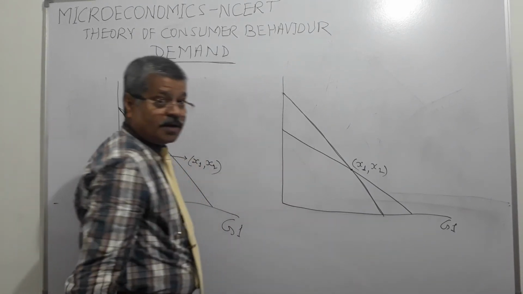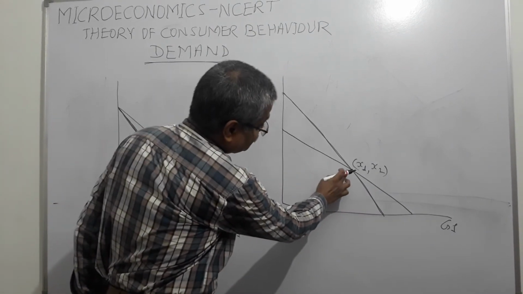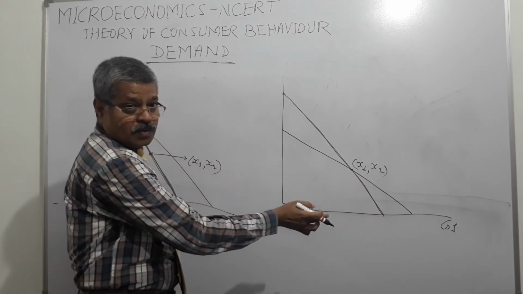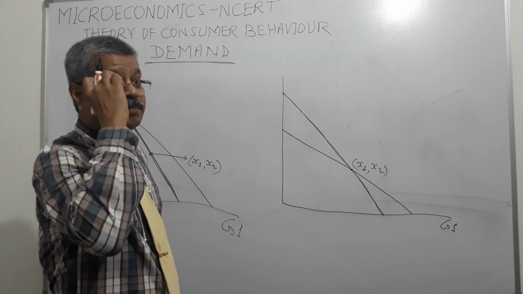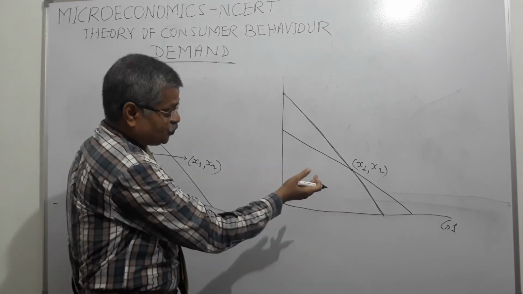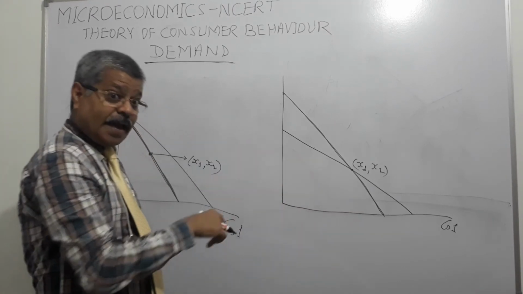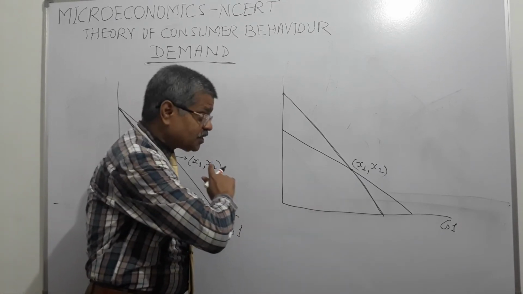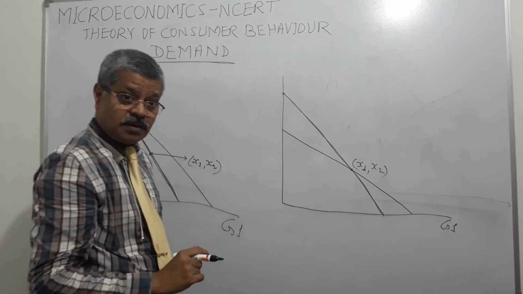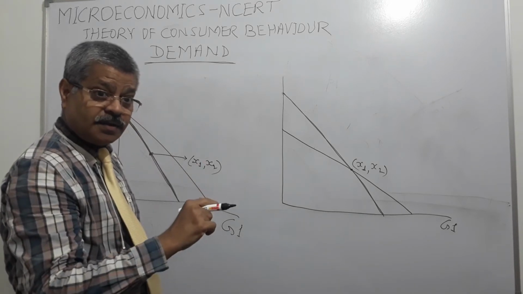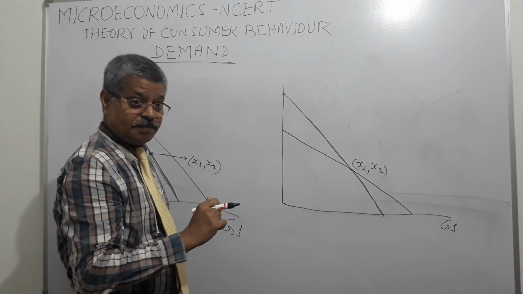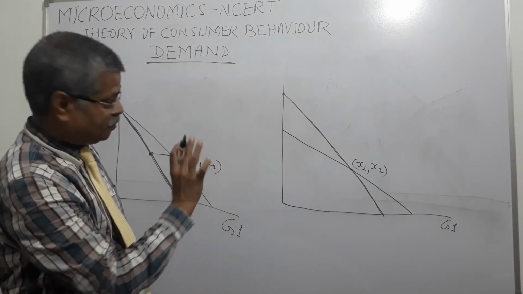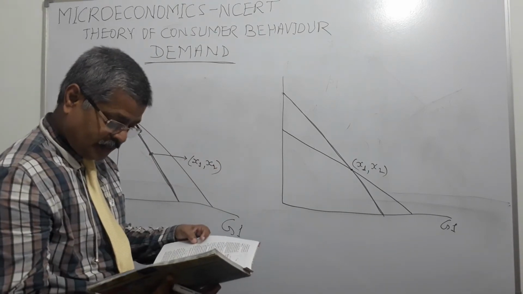So the consumer may choose bundles which are to the right of X1, X2, of course provided the income M can afford them, and there it may happen that the consumer continues to consume the same amount of good 1 despite adjustment of the income, right? So I hope you got it, right?